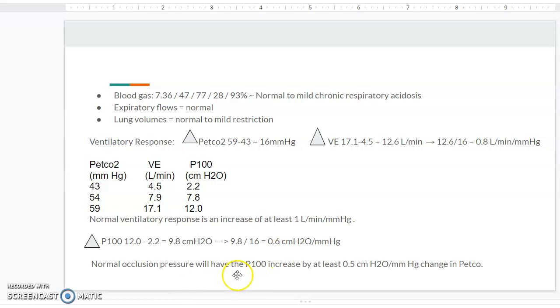So the normal occlusion pressure would have a P100 increase by at least 0.5 centimeters of H2O per mmHg change in PETCO2, and so he's got 0.6. So he actually does have a normal ventilatory drive. He just has a blunted ventilatory response. He sucks in hard enough, he's just not breathing fast enough to blow off the CO2. Alrighty.